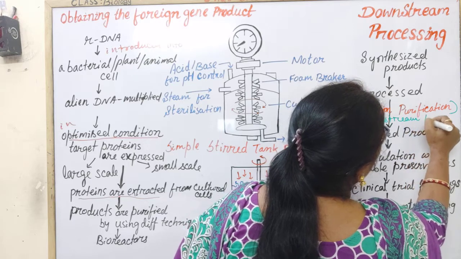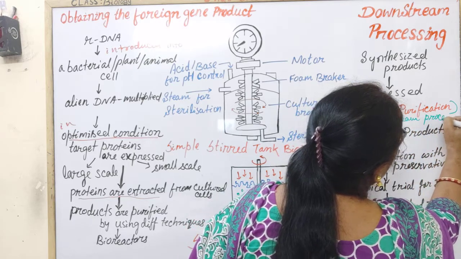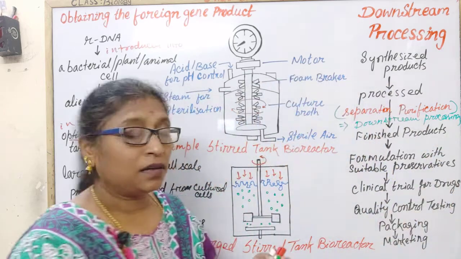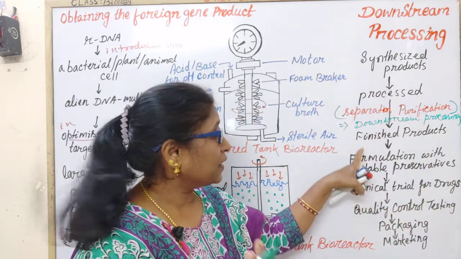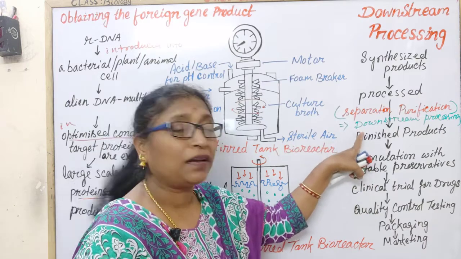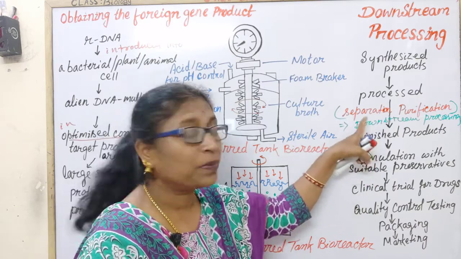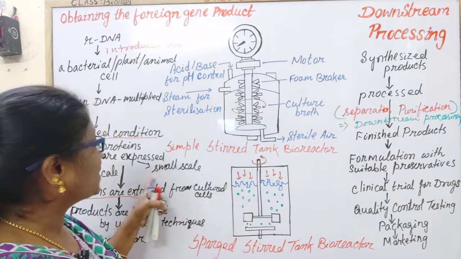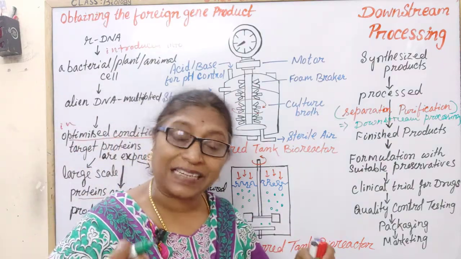This is called downstream processing or final processing, where the finished products are availed. We can get the finished products. This is the final processing. That's why it is downstream processing. Here in the bioreactor, we processed it to extract the protein from the cultured cells.